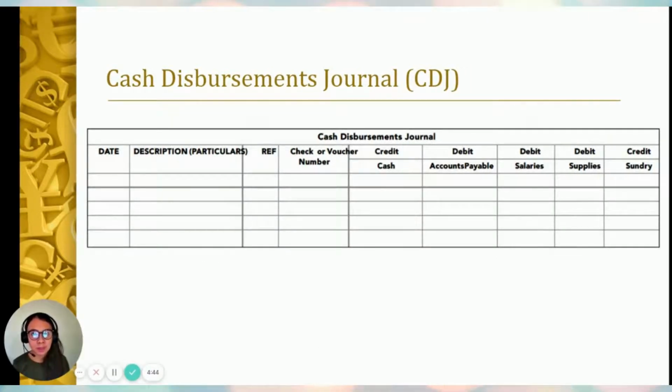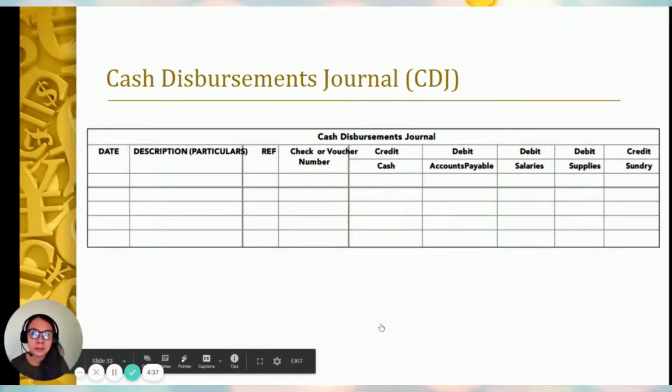The source documents used to update the cash disbursements journal are the check voucher No. 321.